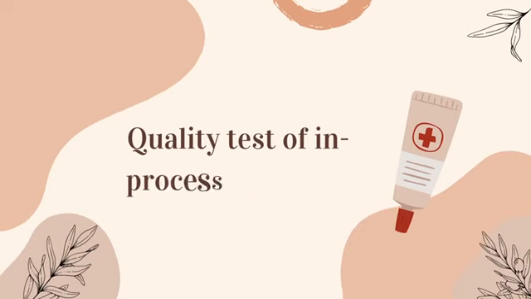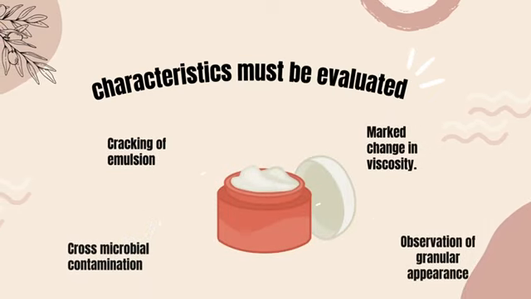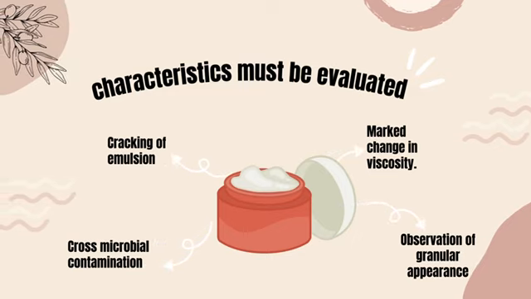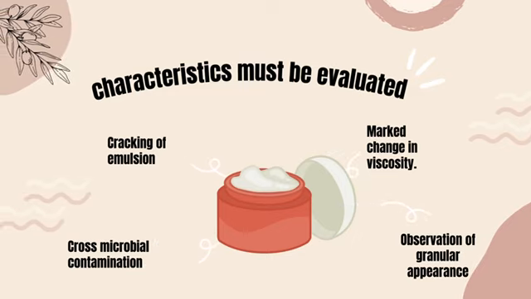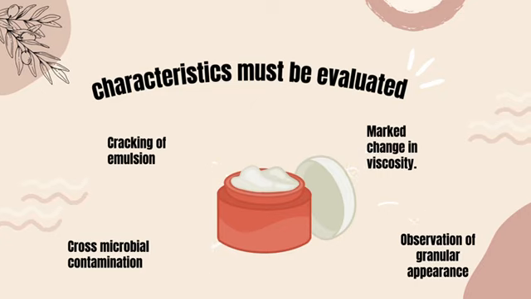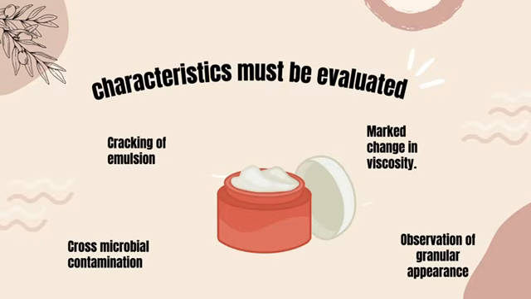Quality test of in-process material. Characteristics must be evaluated for physical appearance of the ointment and the cream. One of them is cracking of emulsion. Second, cross-microbial contamination. Third, marked change in viscosity. And the last one is observation of granule appearance.